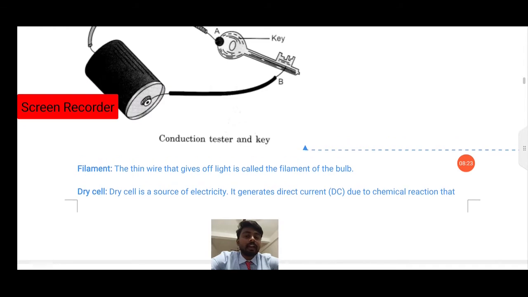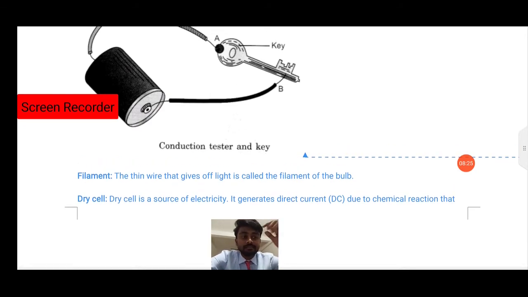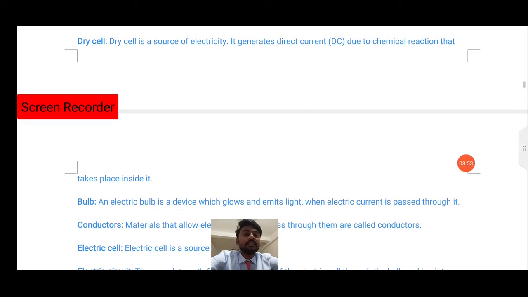You can see the filament. What do you mean by filament? A thin wire that gives off light is called the filament of the bulb. We already discussed the filament of the bulb. Yes or no? You can see the dry cell.